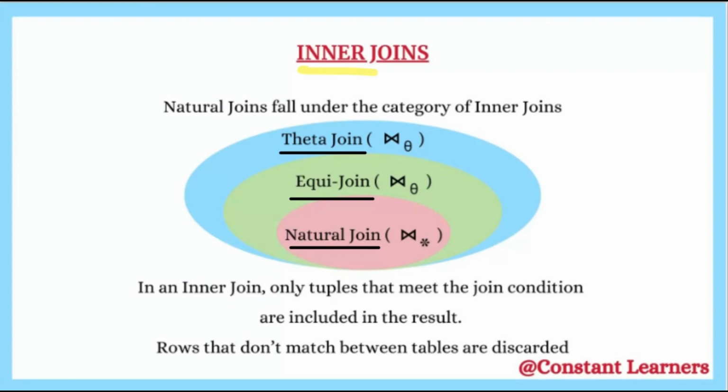In an inner join, only the tuples that meet the condition are included in the result. That means it does not include the unnecessary tuples. That means the rows that don't match between the tables are discarded.